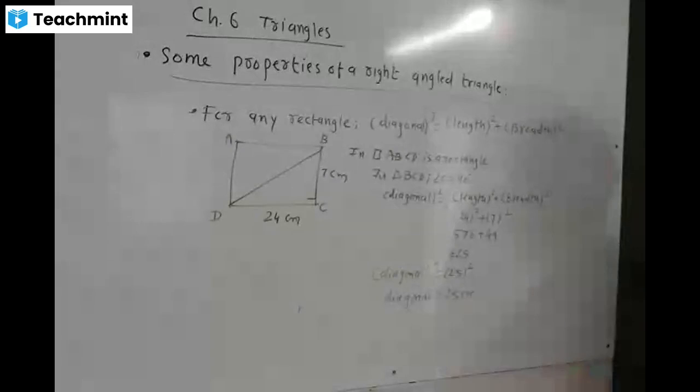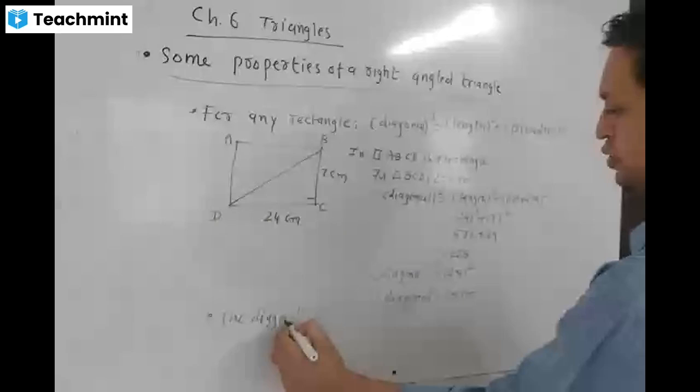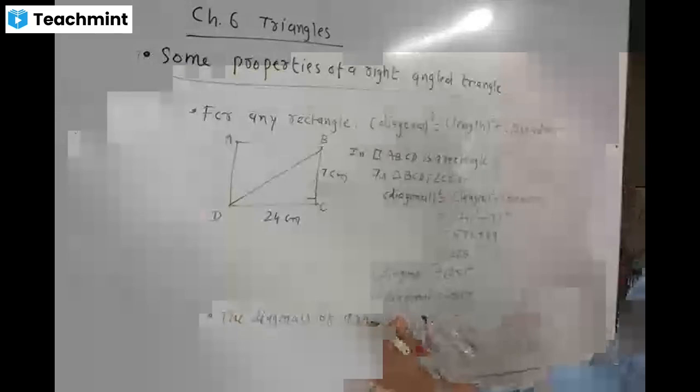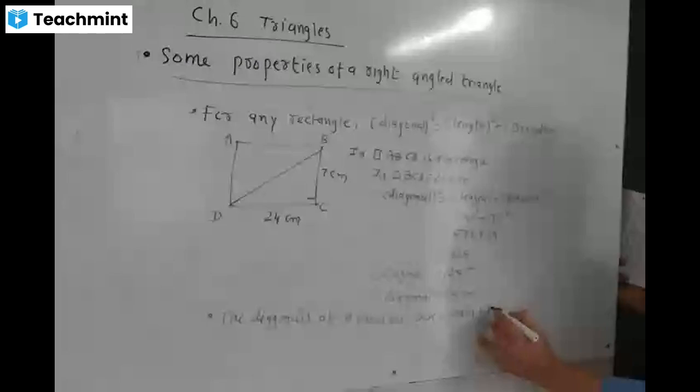The diagonals of a rhombus bisect each other at a right angle. Diagonals of a rhombus bisect each other at a right angle.